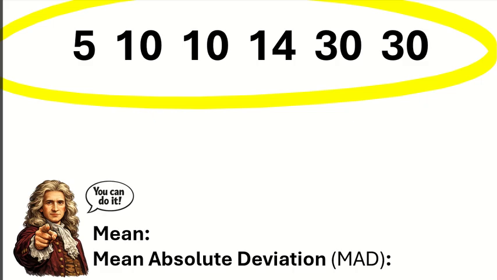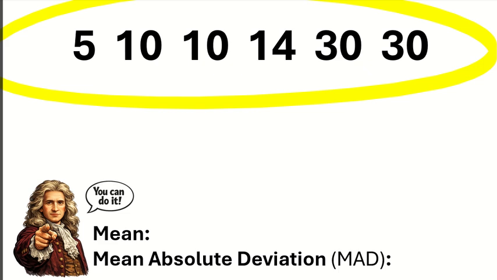Remember that the mean absolute deviation tells us, on average, how far the numbers in a data set are from the mean. Simply put, mean absolute deviation is the average distance of the numbers from the mean.